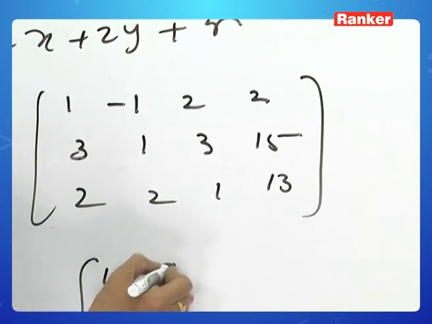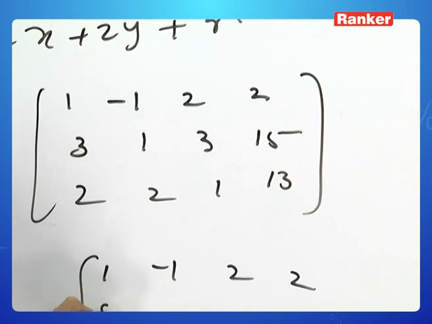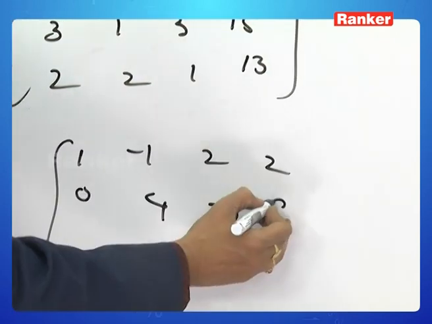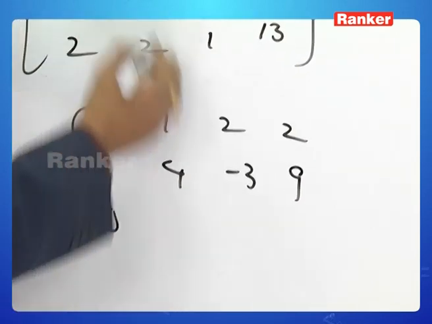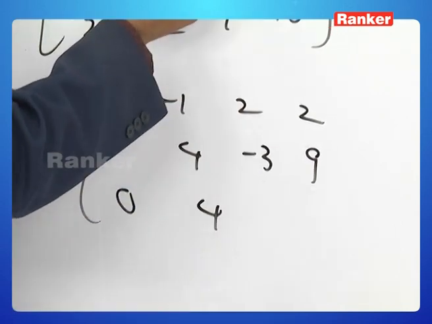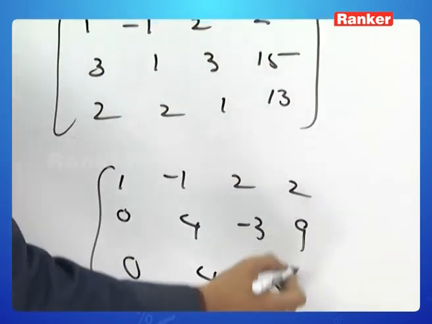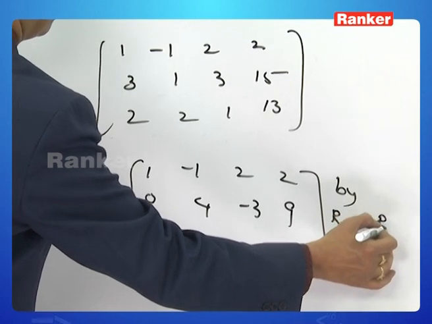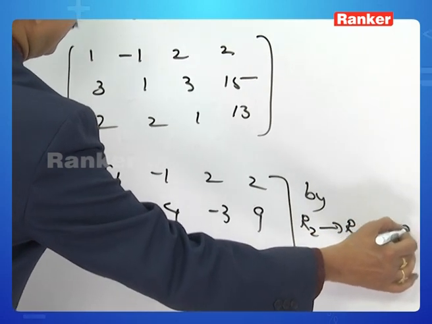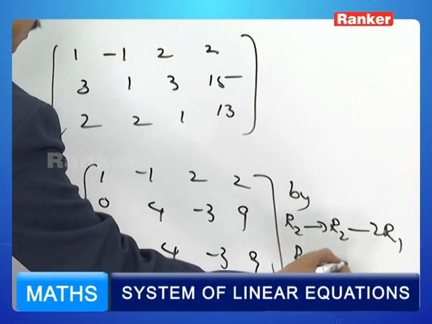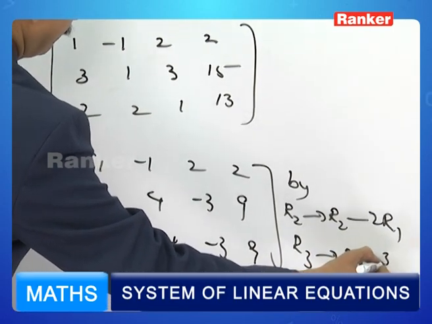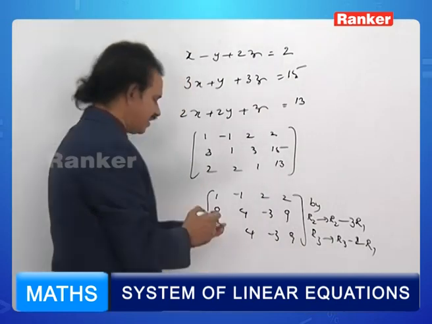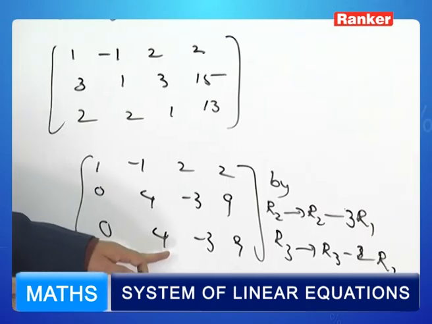3 minus 3, minus 1 minus of minus 3, 4, 3 minus 6, minus 3, 15 minus 6, 9; 2 minus 2, 0, 2 minus of minus 2, 4, 1 minus 4, minus 3, 13 minus 4, 9. I think the decision is ready. What is your decision? These two are equal, isn't it?